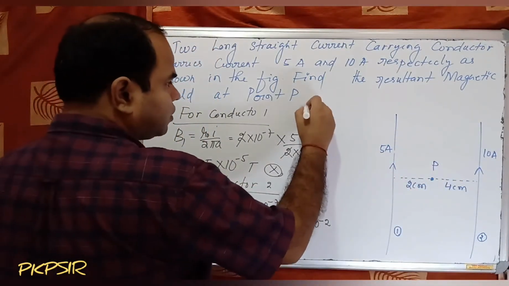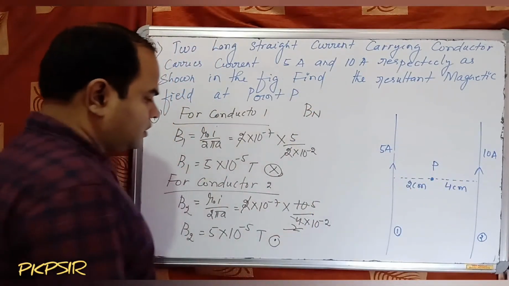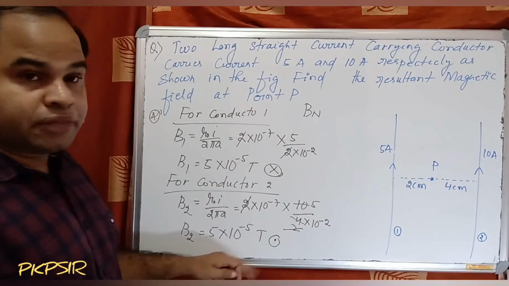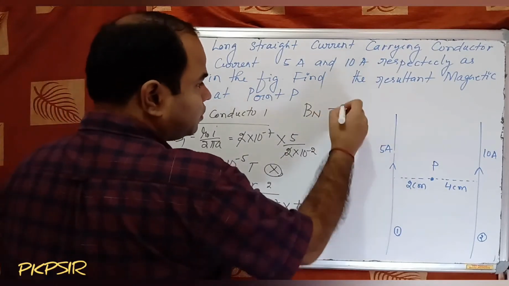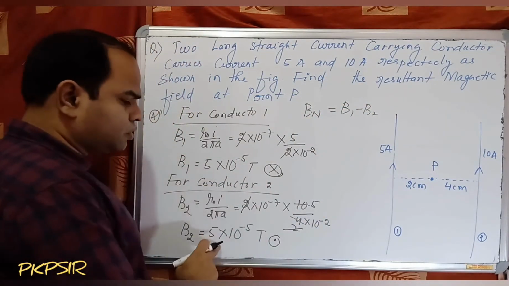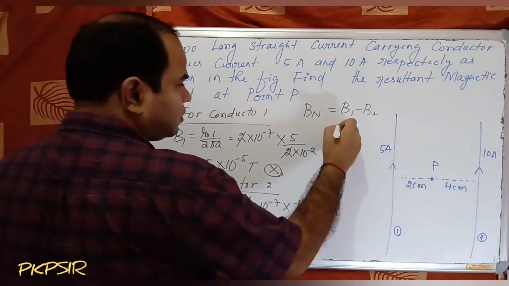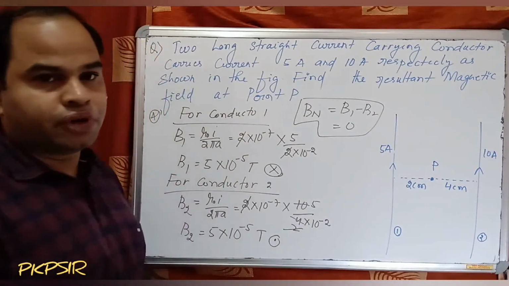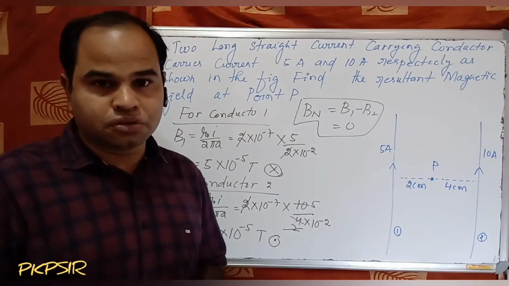So what will be the resultant? Since both are in opposite directions, the net magnetic field at point P is B1 minus B2. The magnitudes are equal, so how much will it be? 0. So the net magnetic field at point P is 0.